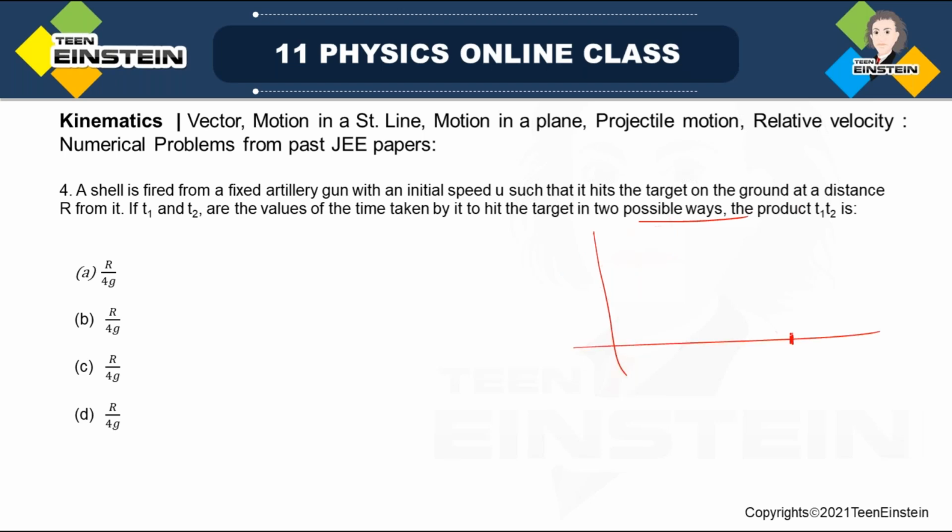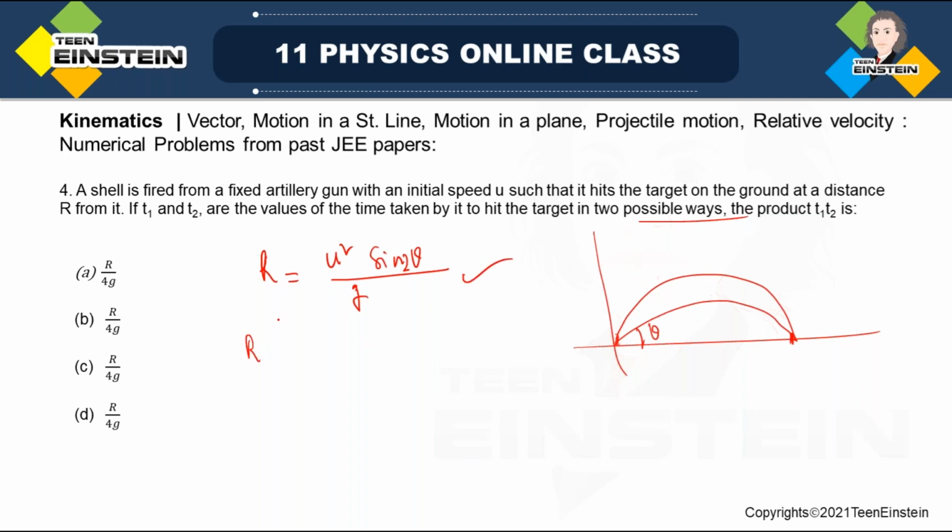Suppose there is a target over here. In both cases the range has to be the same. So if one is at an angle theta, another one has to be fired at 90 minus theta, and in both cases the range will be the same. Let me tell you, range is u square sine 2 theta by g. If I put theta, then this is the range.